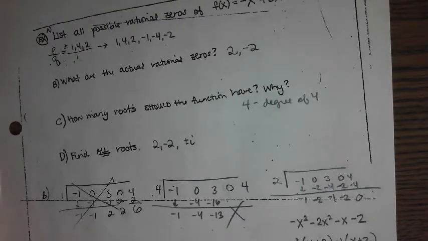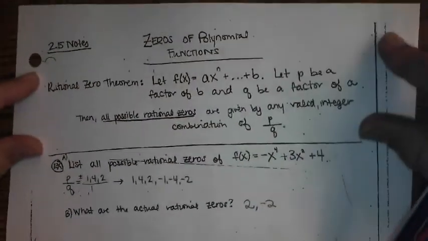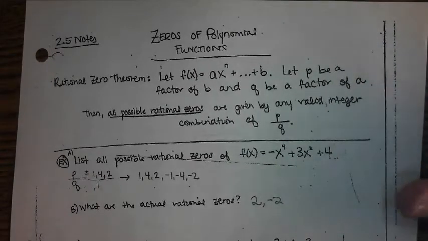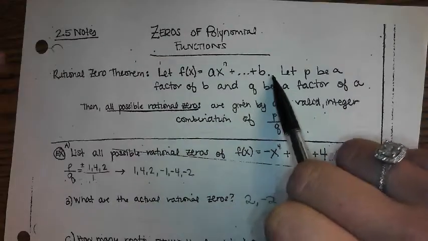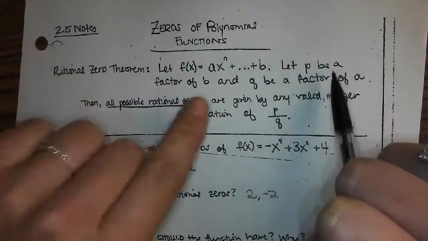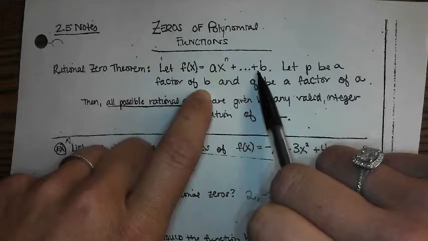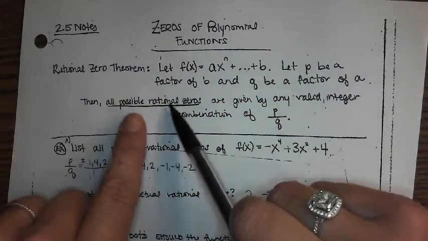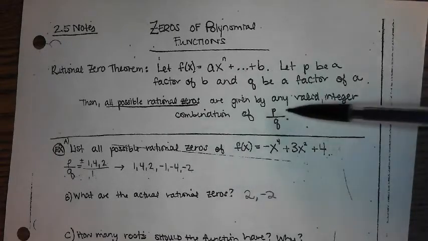Okie doke. Any questions? So now let me go back up to this more confusing definition than it needs to be, but that's how definitions are in math, because we have to write them generically. So let f of x essentially be a polynomial. Your p's are any factors of b, the constant, and your q's are any factors of a, your leading coefficient. So then all the possible rational zeros are given by any valid integer combination of p over q.